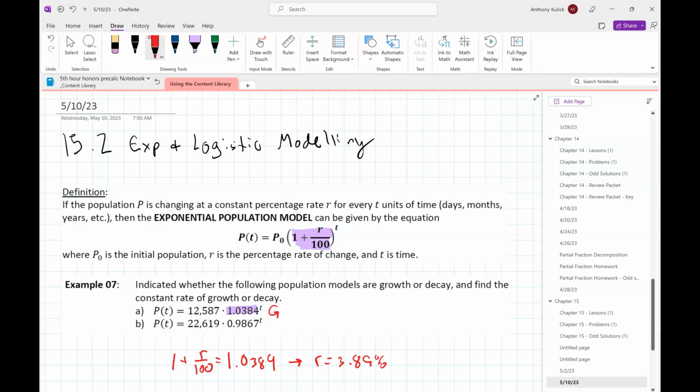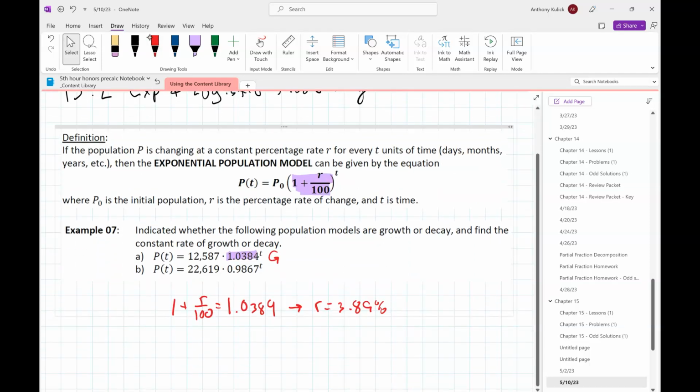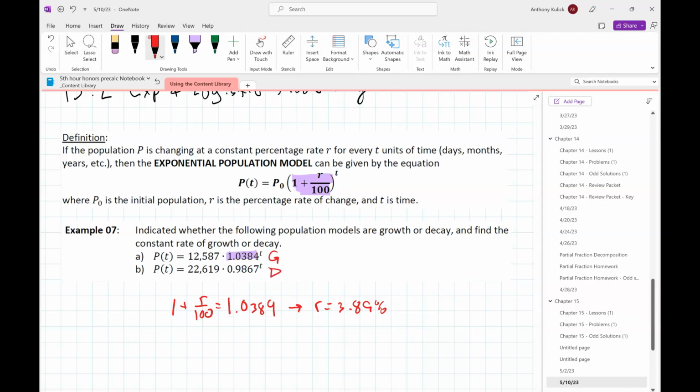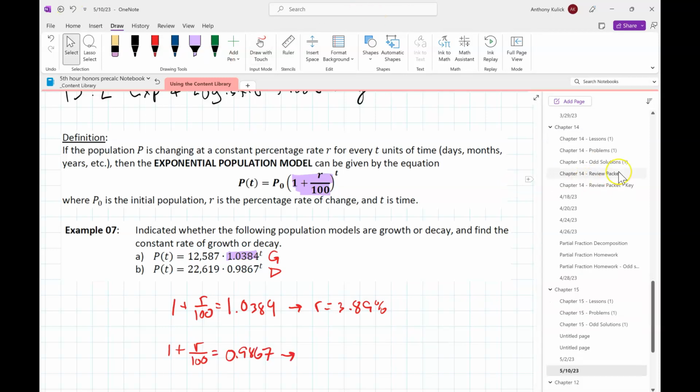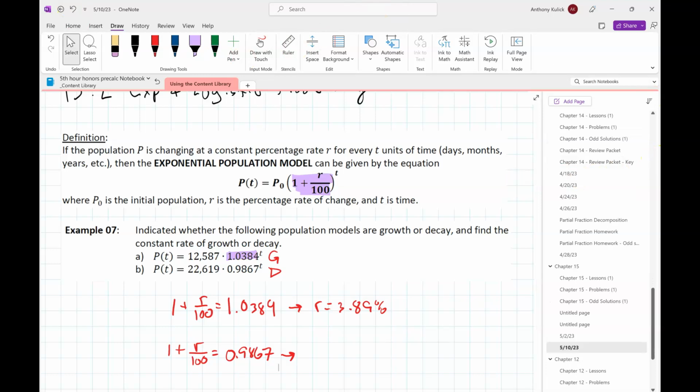Okay. If we do the same thing for B, is that growth or decay? Decay. So if we do the same thing, what do you notice is going to happen when we subtract the 1? We're going to get a negative result. And when we multiply through by 100, we get negative 1.33.